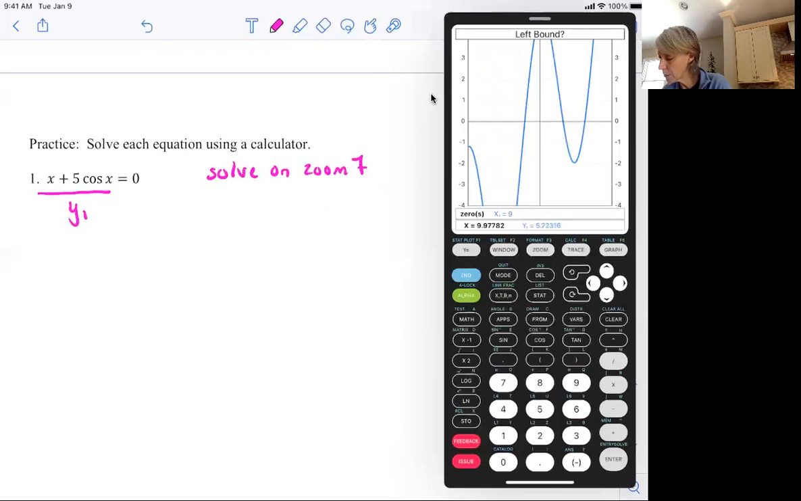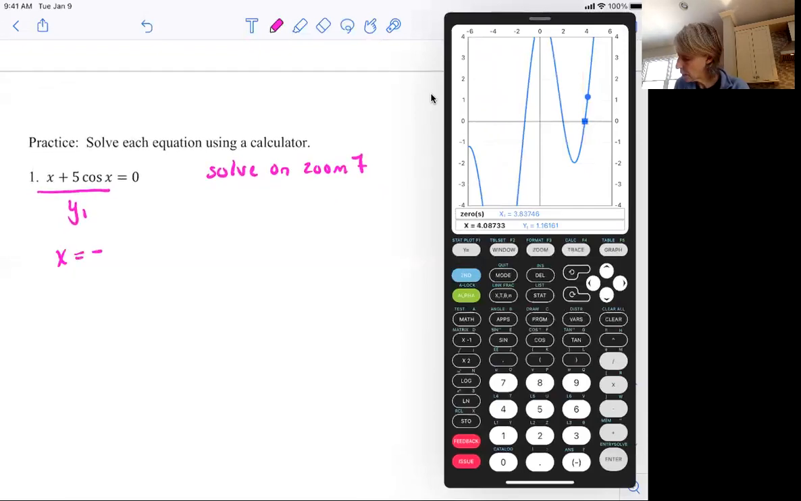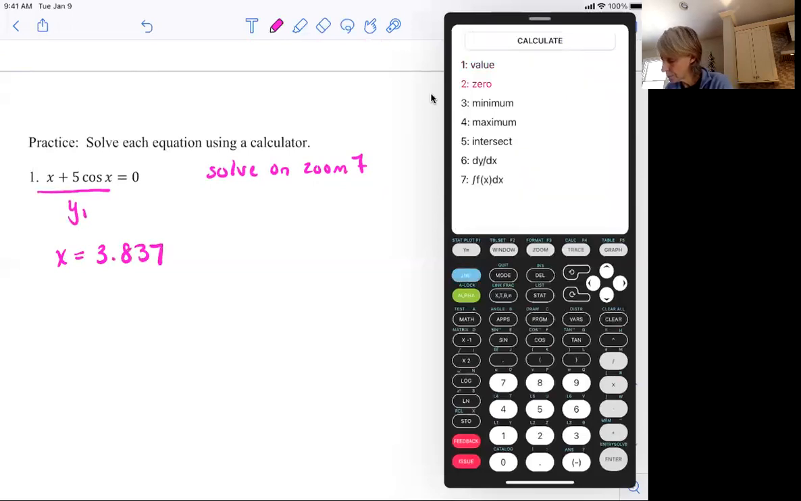I've got to just bring my cursor. I know I can tap it. Someone told me I can do that, but I can never figure that out.